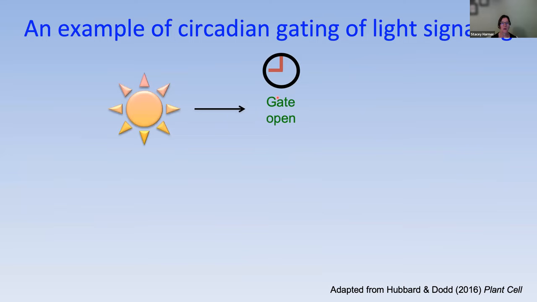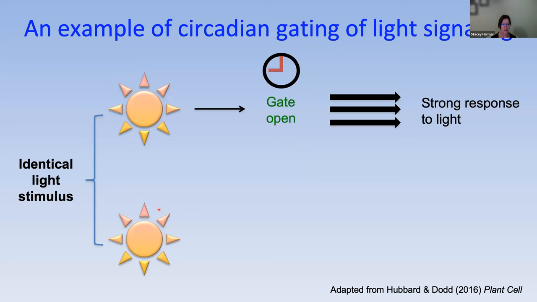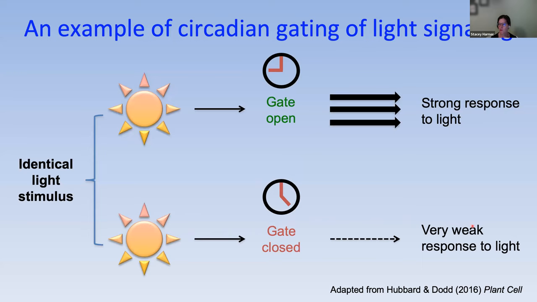Let's imagine we have a plant that's in constant darkness. Let's say you give it a light pulse in the subjective morning. That's a time when plants are highly sensitive to light and you would get a strong response. But if you took an identical plant and gave it an identical stimulus, but at a later time of day, say in the evening, the gate would be closed, and that same stimulus would give you a weak response to light. So that's an example of how time of day can give you a completely different magnitude of response because of the functional clock. That's called gating.